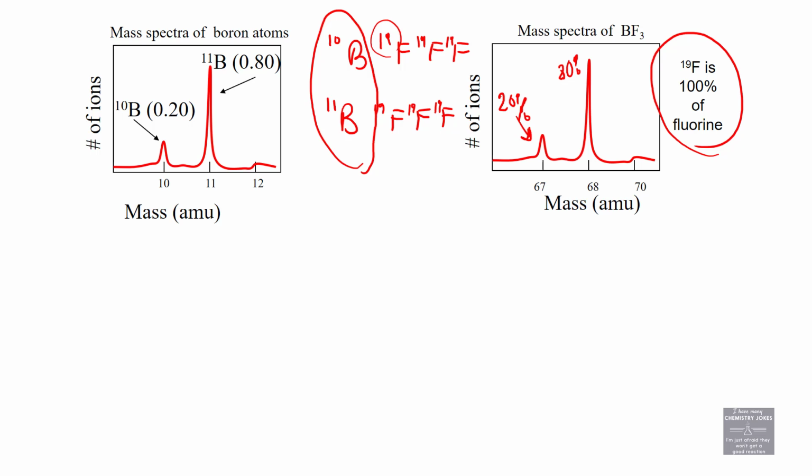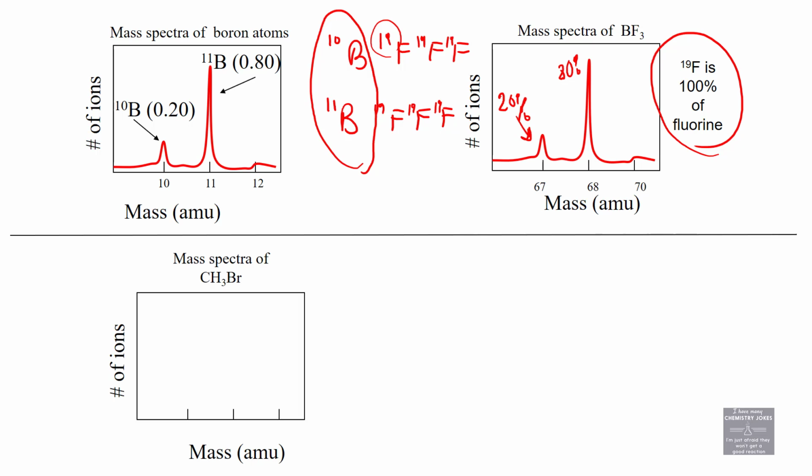Make sense? Maybe, kind of, I hope. Okay, there are some other things that have some very high percentage isotopes. What if I look at the mass spectrum of CH3Br?